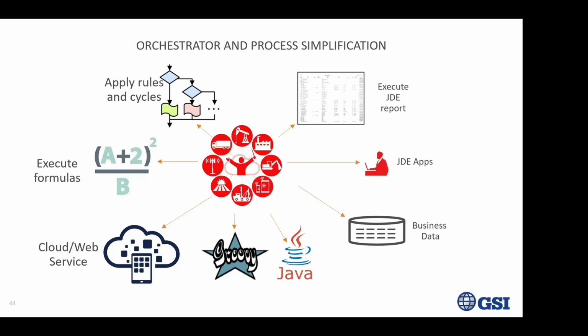Essentially, under the hood, it still does what the IoT Orchestrator does, which is running a REST call, again, the previous slide, between your external applications, external devices, and external tables into and out of JD Edwards. As you can see here, there are rules, formulas, cloud and web services. We have Groovy, we have Java, business data. All of it can be and will be part of an E1 Orchestrator.